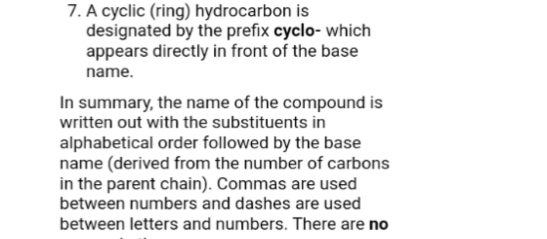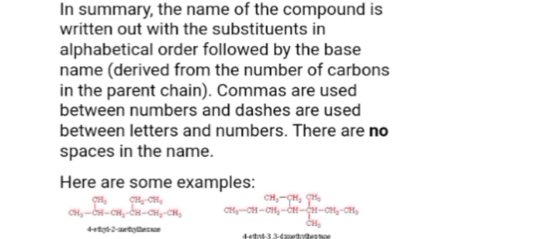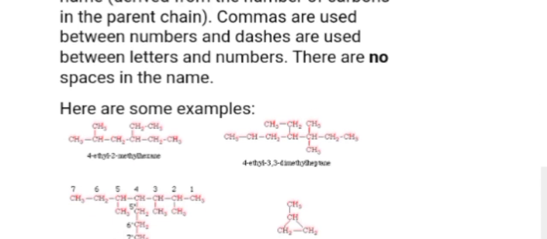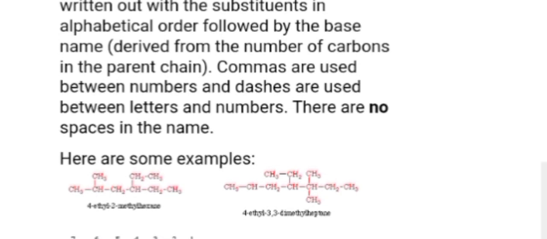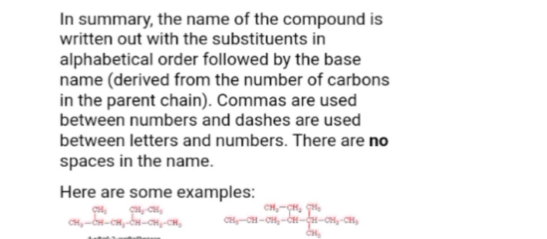That's how it is. So in summary, the name of the compound is written out with the substituents in alphabetical order, followed by the base name derived from the number of carbons in the parent chain. Commas are used between numbers and dashes are used between letters and numbers. There are no spaces in the numbering. They are just trying to summarize it: the name you are going to choose for the compound will be what?